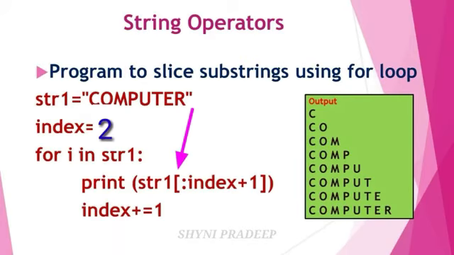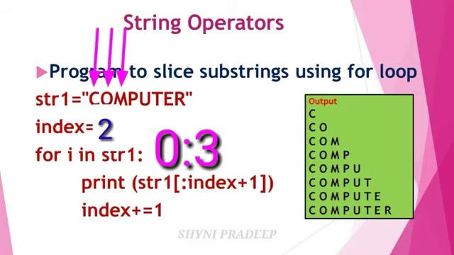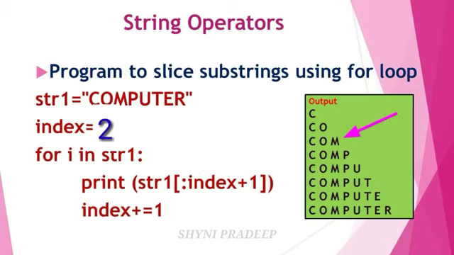Starting index position is always 0. Okay, 0 to index plus 1 means, what is the index position now? 2. 2 plus 1 is 3. Okay, so you have to specify it as 0 to 3, but you have to take 0 to 2 values. Okay, so index positions 0, 1, 2 give COM. Okay, it will be printed on the output screen.